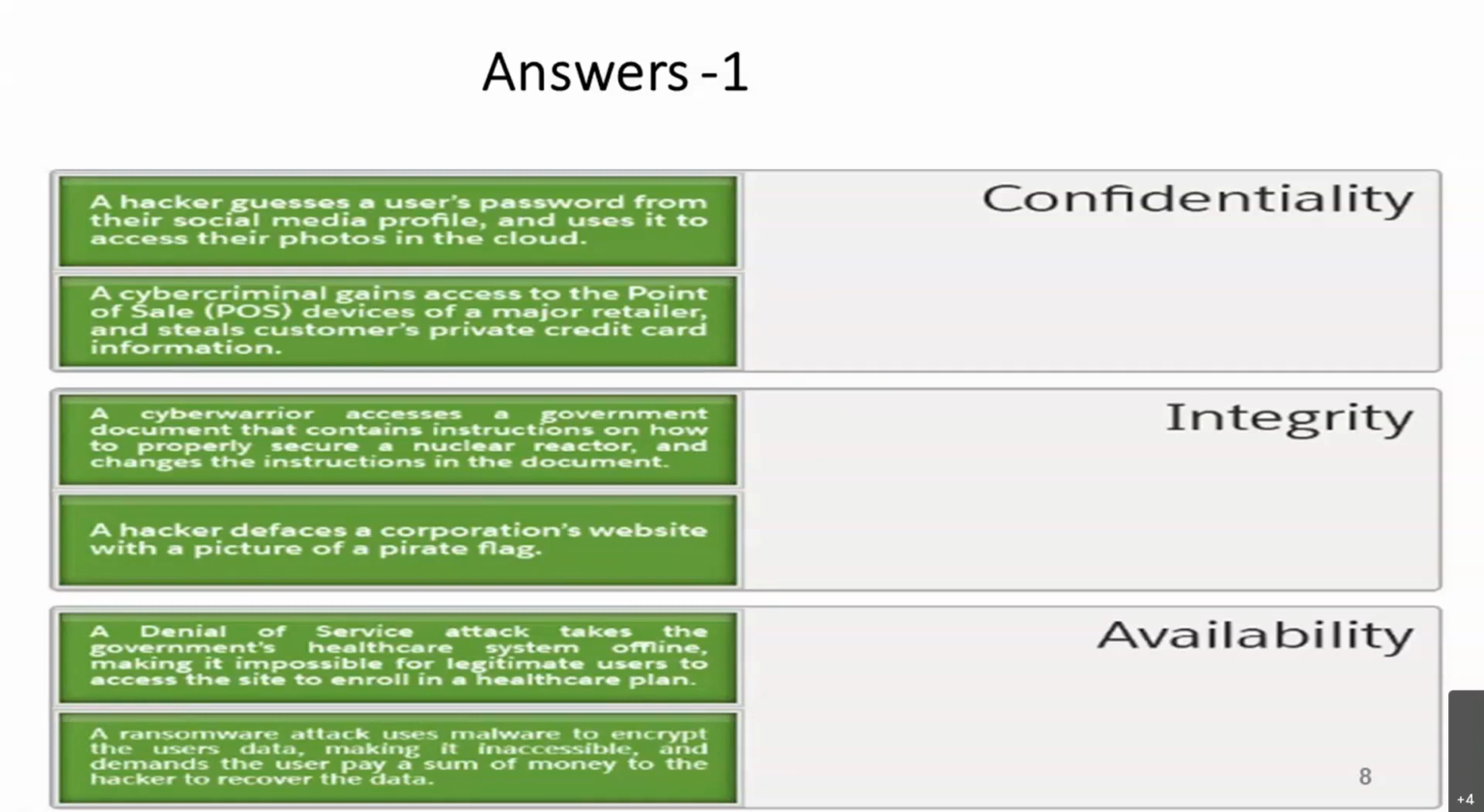Here a ransomware attack uses malware to encrypt the user's data, making it inaccessible, and demands the user pay a sum of money to the hacker to recover the data. It is an attack on availability, because the authorized user is not able to access his device or his data.